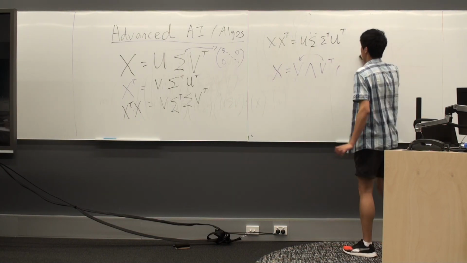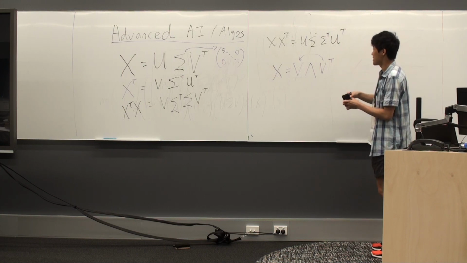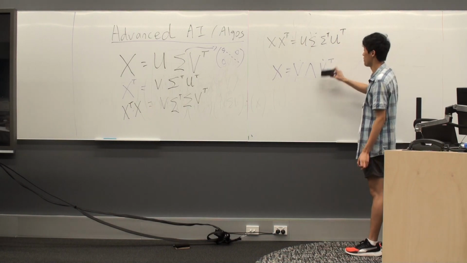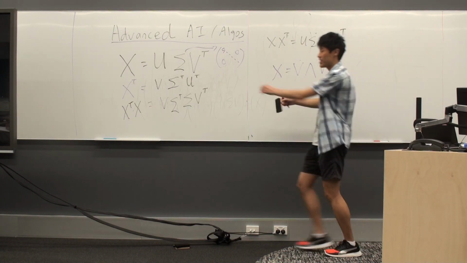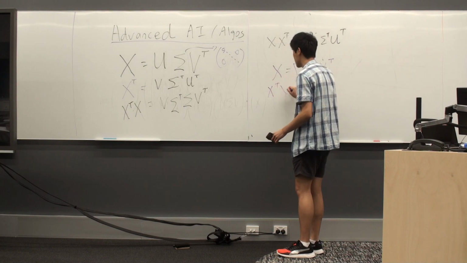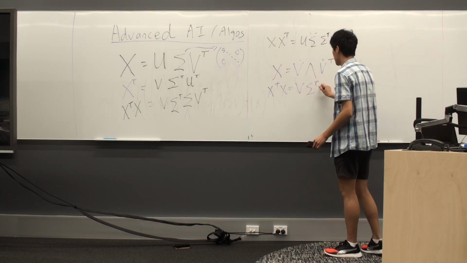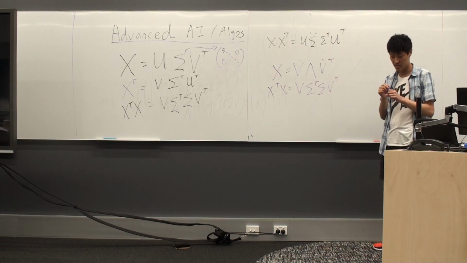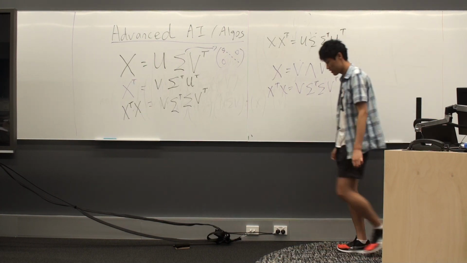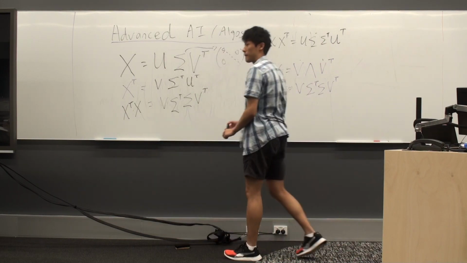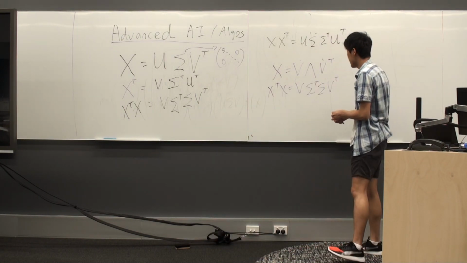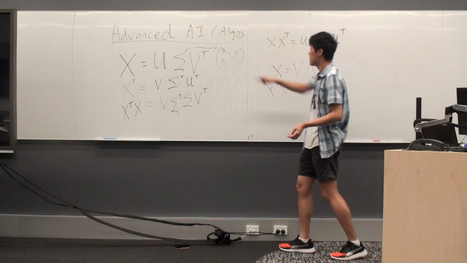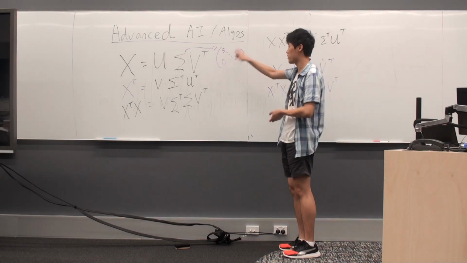Can anyone tell me what the similarities are between the top one and the bottom one? Okay, fine, let's just do that one. X transpose X is equal to V sigma transpose sigma times V transpose. What's the similarity, and what are the differences? The sigma transpose sigma should be equal to that lambda. In fact, remember what sigma is? The diagonals are numbers, everywhere else is 0.